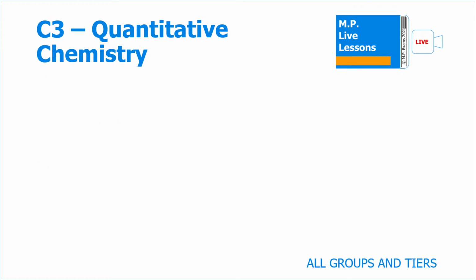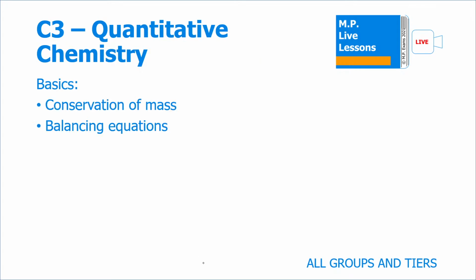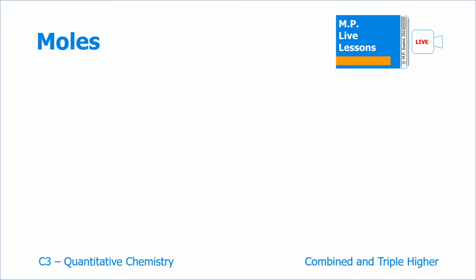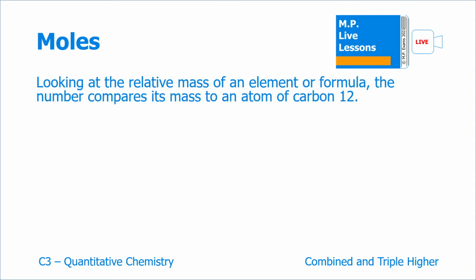First, we learn the basics of quantitative chemistry. For all groups and tiers, you need to know about the conservation of mass, balancing equations, relative mass, and concentration. We get the relative mass of an element by comparing its mass to an atom of carbon-12, and this is just a fact you need to know.